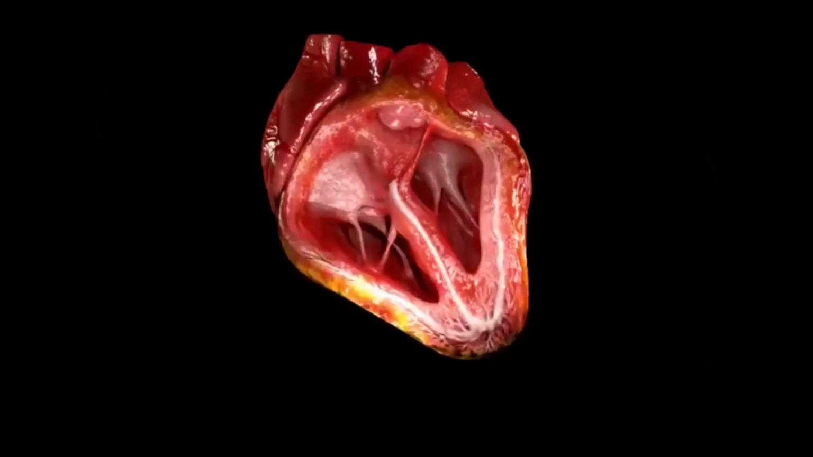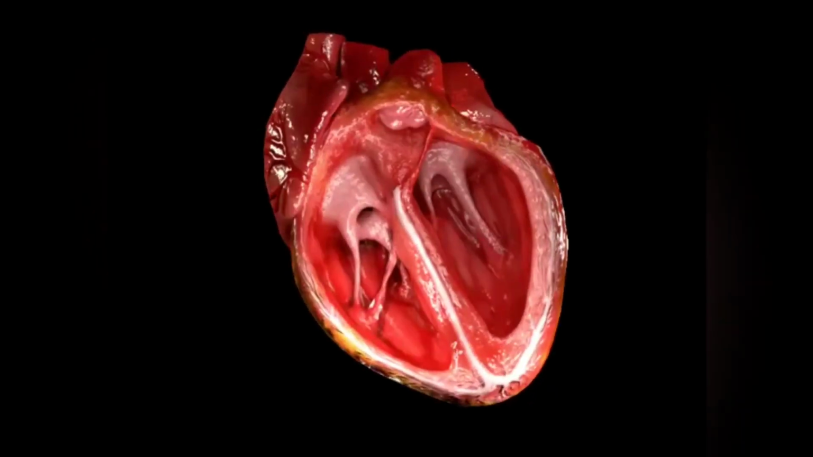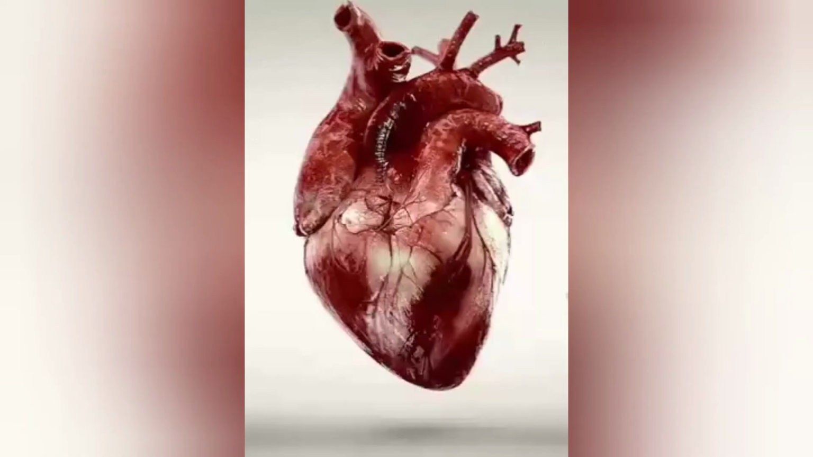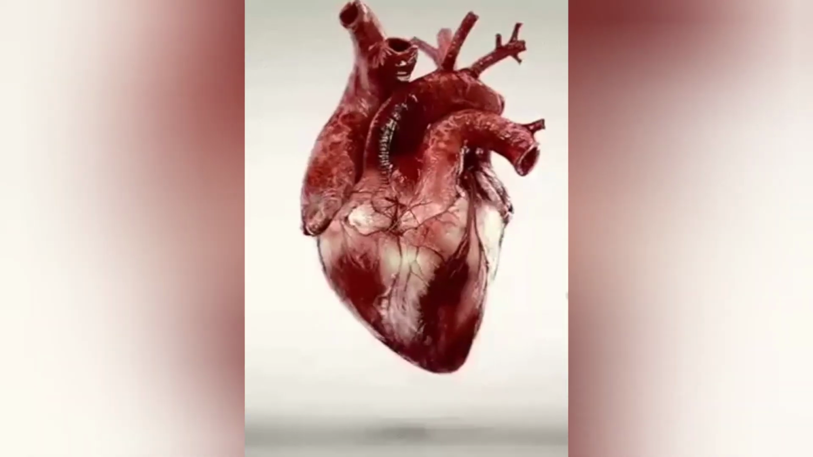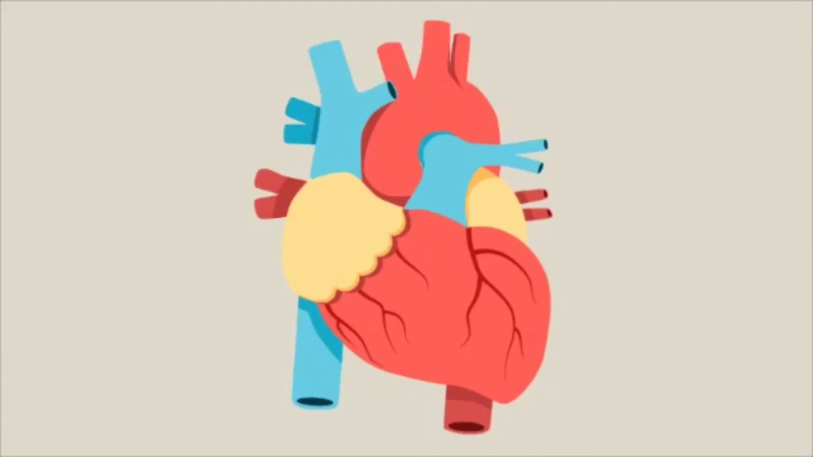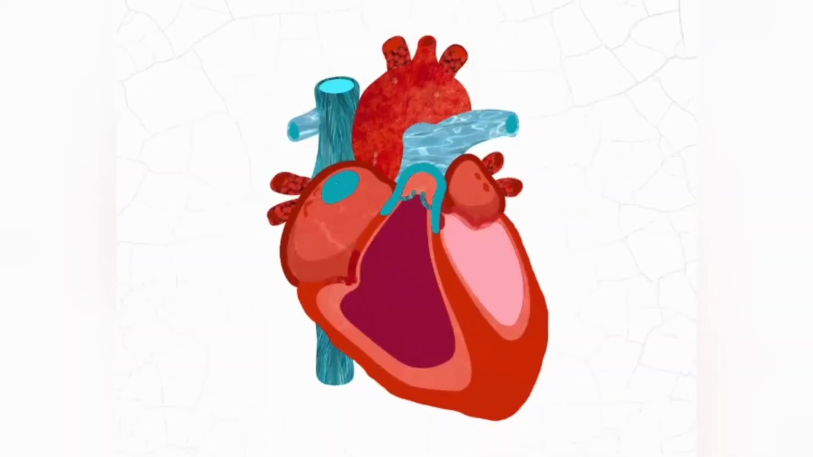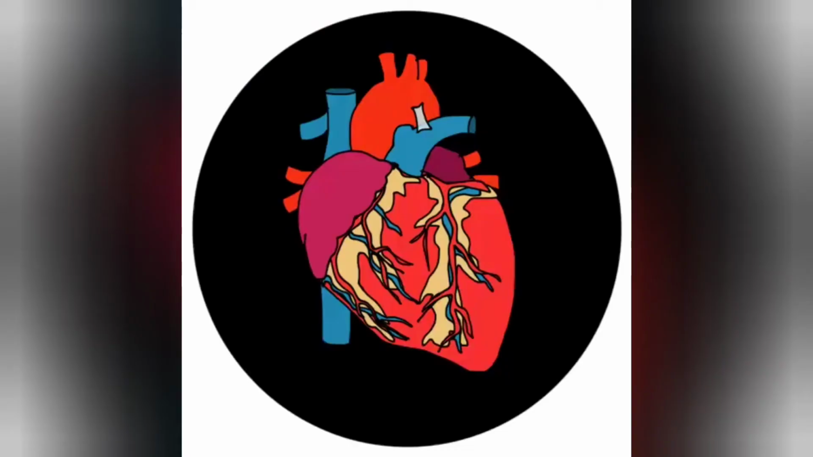The main function of the heart is the circulation of blood. It pumps pure blood, that is the oxygenated blood, to all parts of the body and receives impure blood, that is blood containing carbon dioxide, from the body. It also pumps the impure blood to the lungs for purification.